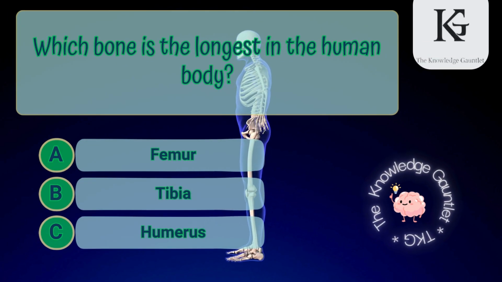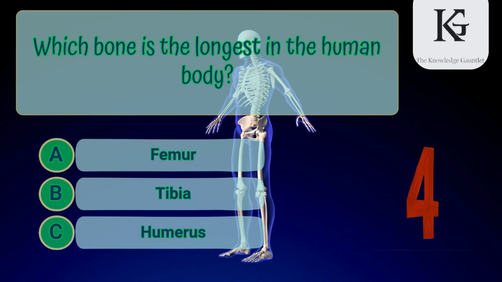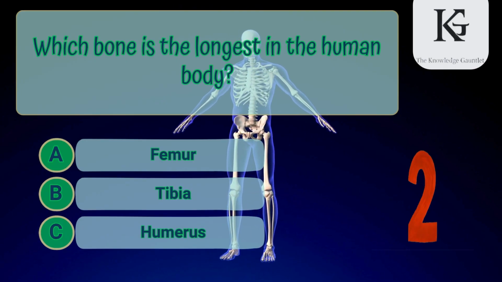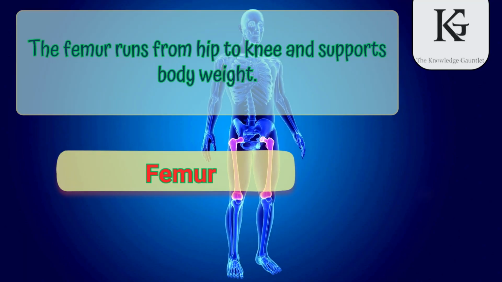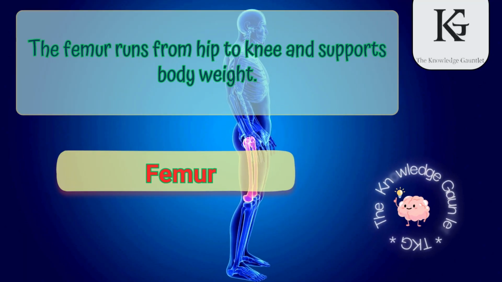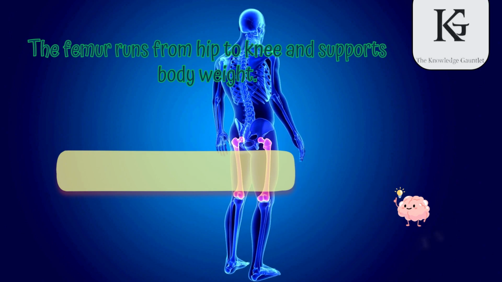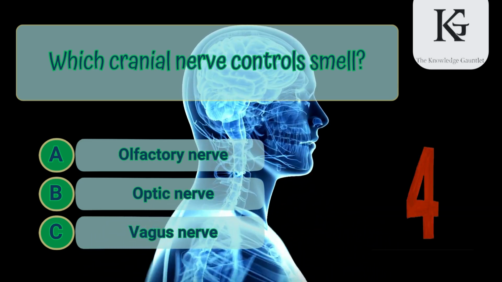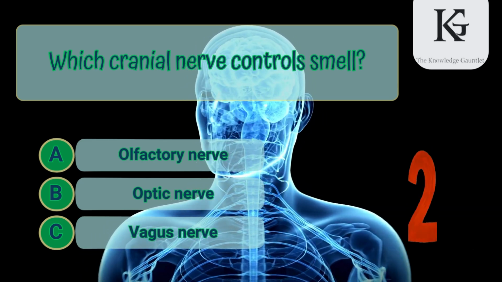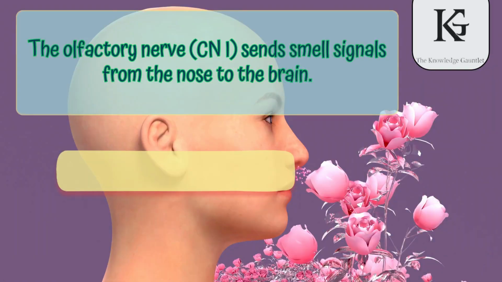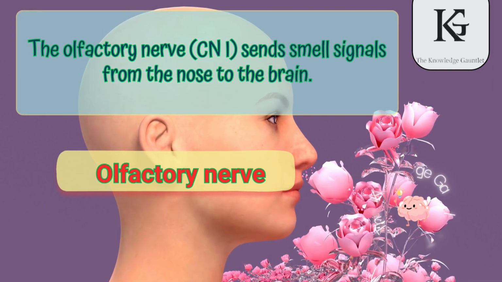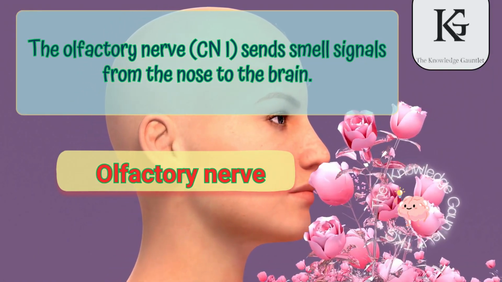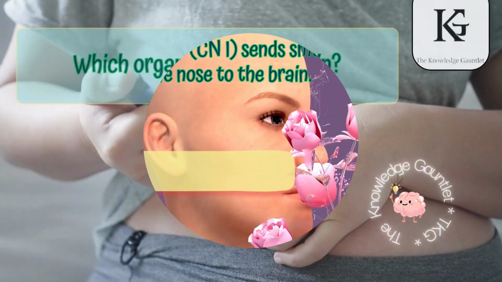Which bone is the longest in the human body? Answer, the femur runs from one's hip to knee and supports body weight. Which cranial nerve controls smell? Answer, the olfactory nerve, CN1, sends smell signals from the nose to the brain.